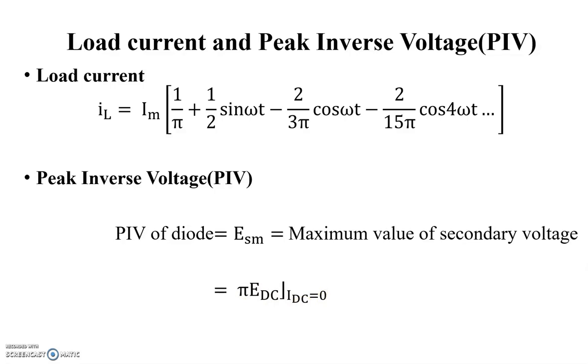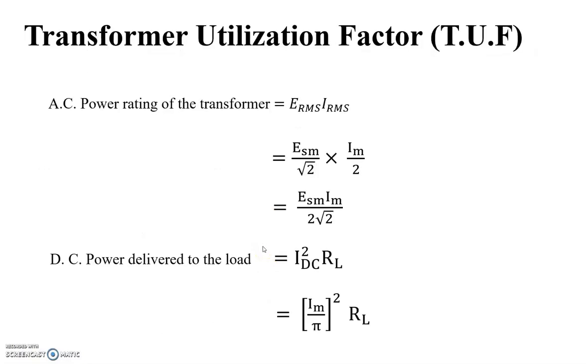So the diode must be selected based on the PIV rating. This is called the PIV rating of the diode. The diode must be selected based on this PIV rating and the circuit specifications. So next we will move on to another parameter. It is the transformer utilization factor, TUF.